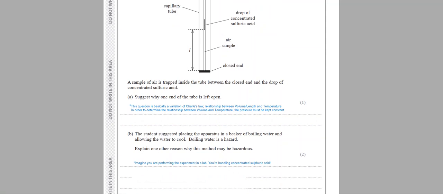This question is basically a variation of Charles' law, that is the relationship between volume, length and temperature. Do you remember what we had learned in Charles' law? In order to determine the relationship between volume and temperature, the pressure must be kept constant. To keep the pressure at atmospheric pressure, that's why it's open to the surrounding, as in open at the top.